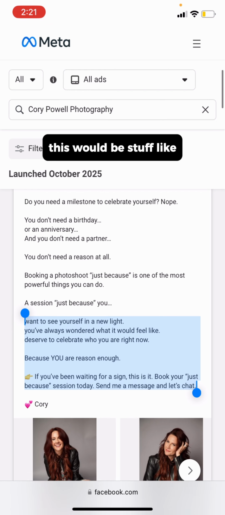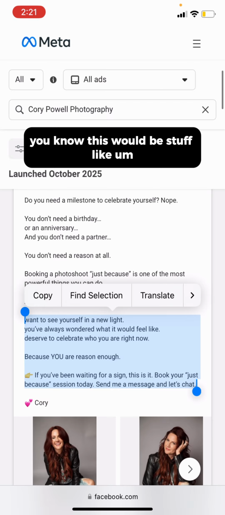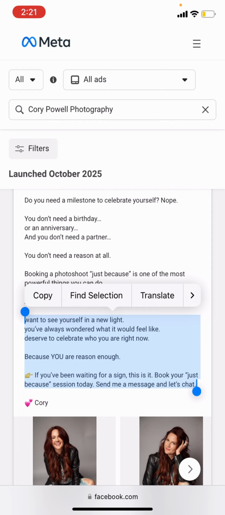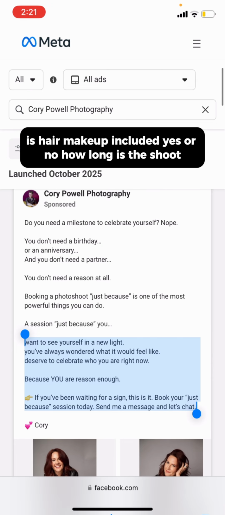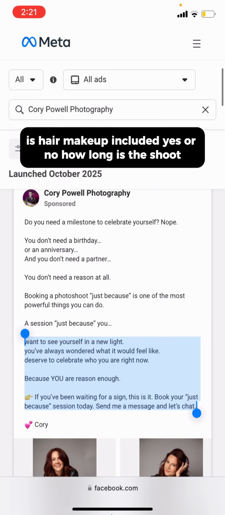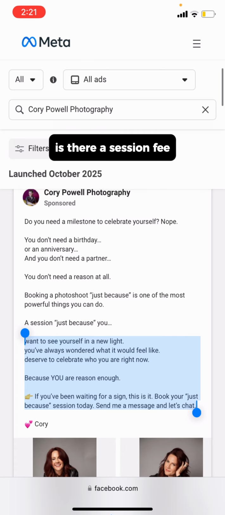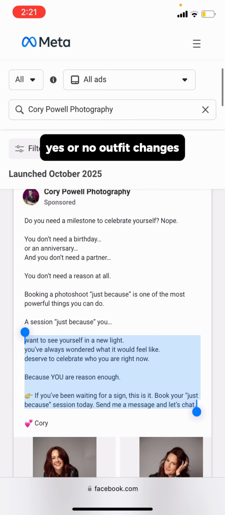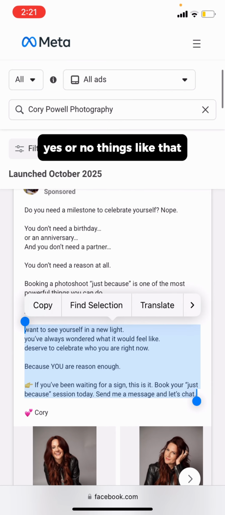This would be stuff like, is hair and makeup included? Yes or no? How long is the shoot? Is there a session fee? Yes or no? Outfit changes? Yes or no? Things like that. So we're missing the full offer.